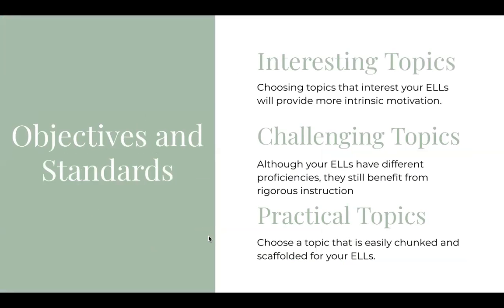So for objectives and standards, I chose 3 strategies that I think are very beneficial to use. Choosing interesting, challenging, and practical topics are all very important, again, for all students, but specifically for English language learners. To choose interesting topics, one of my practices is an interest inventory. I give my students, at the beginning and again in the middle of the year, just a quick survey of questions. What topics are you interested in?